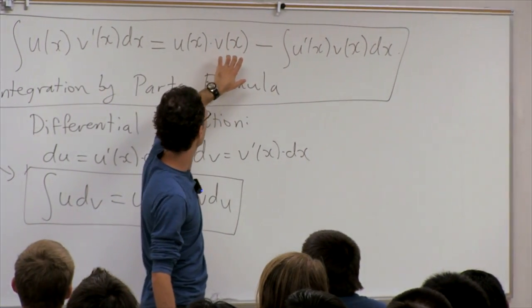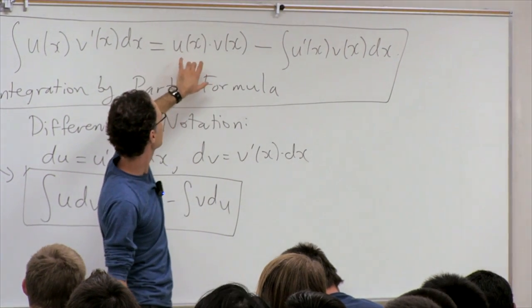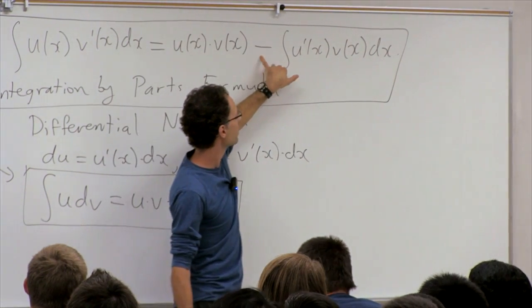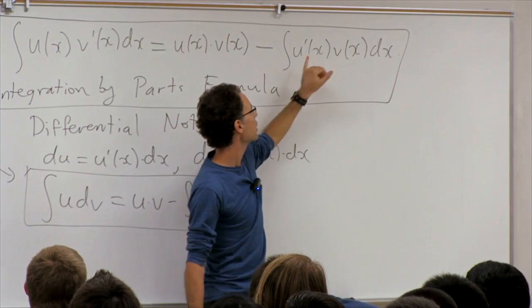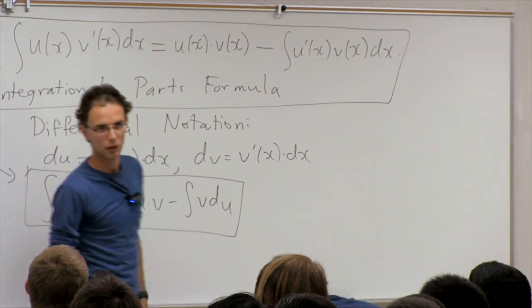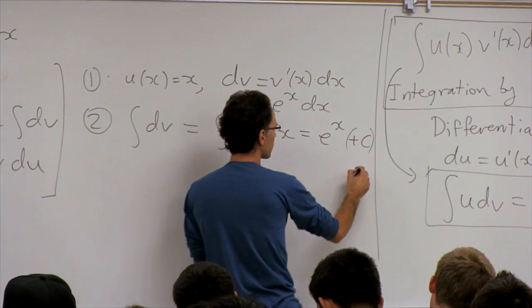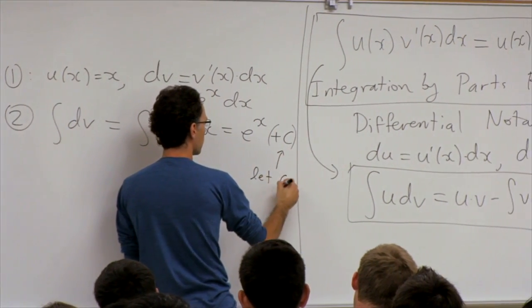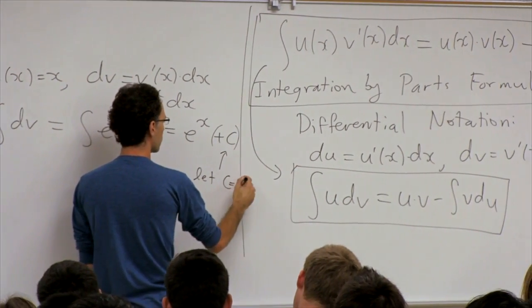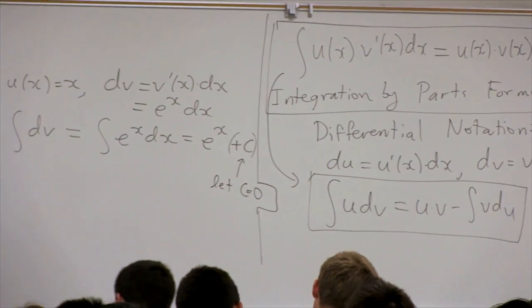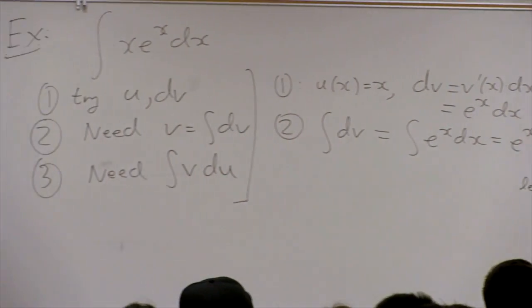You'll have, for instance, if you add a constant to v, you'll get a constant times u minus that same constant times the integral of u prime, right? So they'll cancel each other out. So usually in the second step we'll always choose to let c be 0, and we do not have to worry about writing plus c.